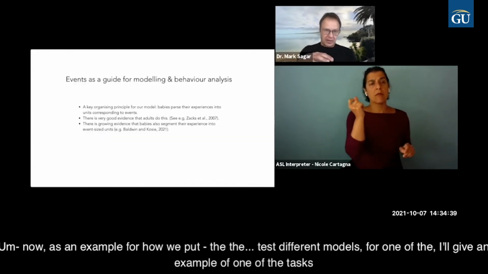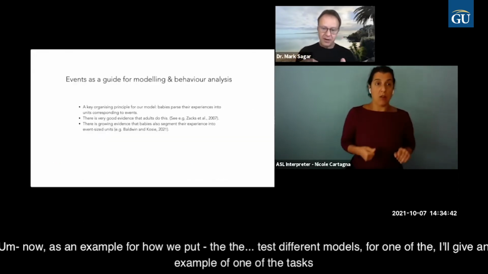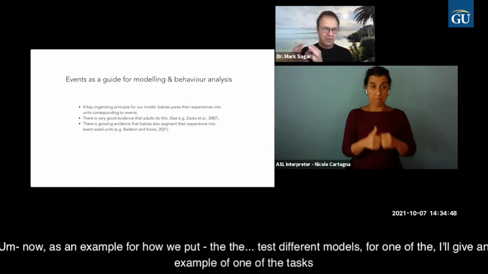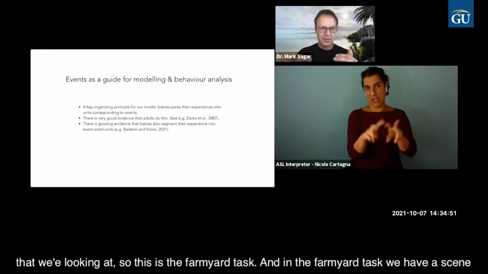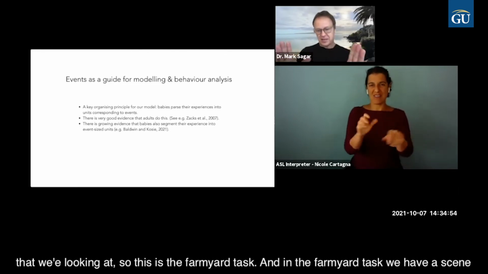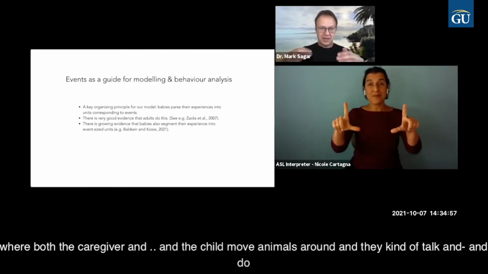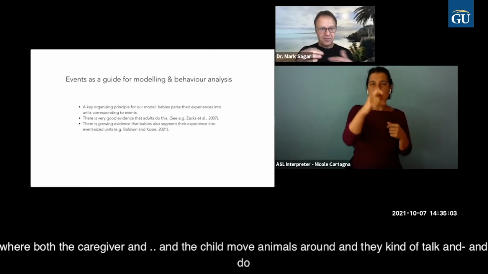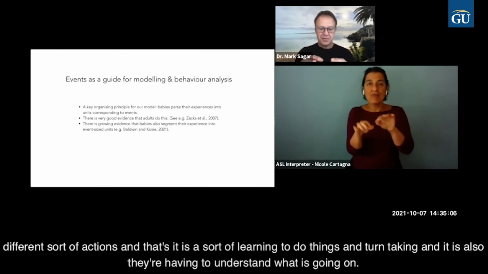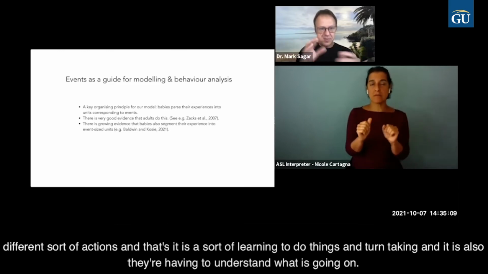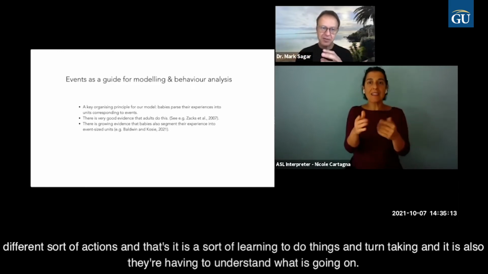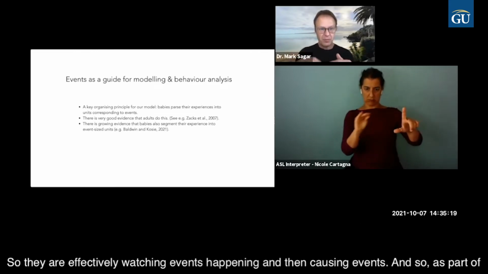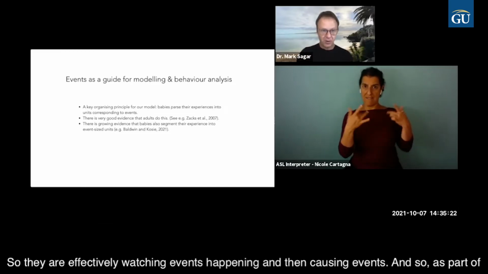Now, as an example of how we test different models, I'll give an example of one of the tasks that we're looking at. This is the Farmyard Task, and in the Farmyard Task, we have a scene where both the caregiver and the child move animals around, and they talk and do different actions. It's about learning to do things in a turn-taking way, but they're also having to understand what's going on. They're effectively watching events happening and then causing events.